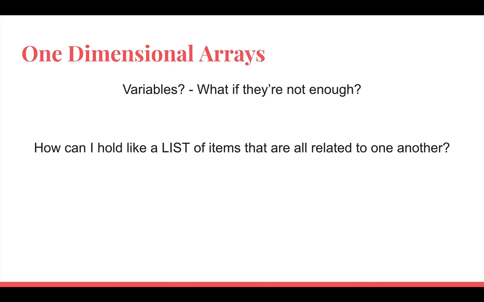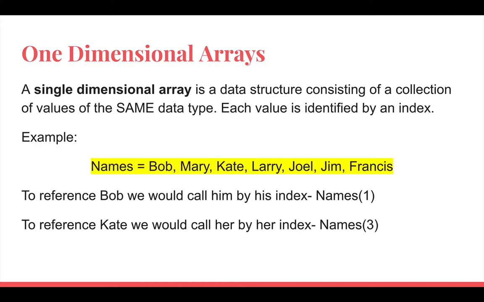What happens if one value isn't enough? How could I store a list of items that are all related to one another? This is what I store in something called an array. A single dimensional array, and the reason why I call it single dimensional is next year we'll learn about multi-dimensional. A single or one-dimensional array is a data structure that consists of a collection of values of the same data type. So all strings, all integers, all floating points, yeah? Each value is identified by an index.